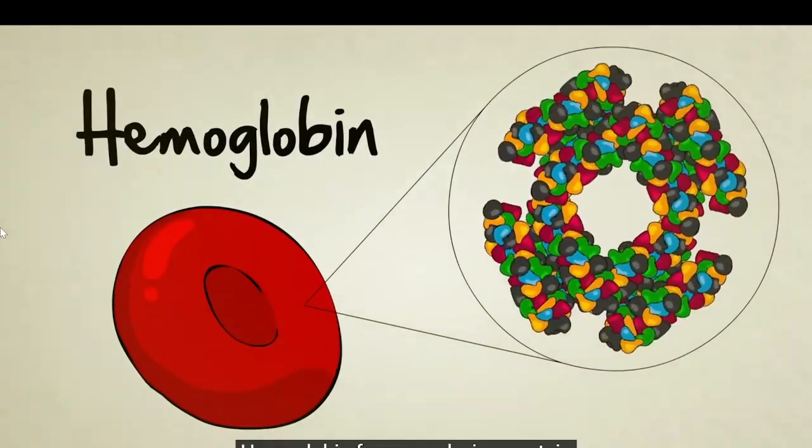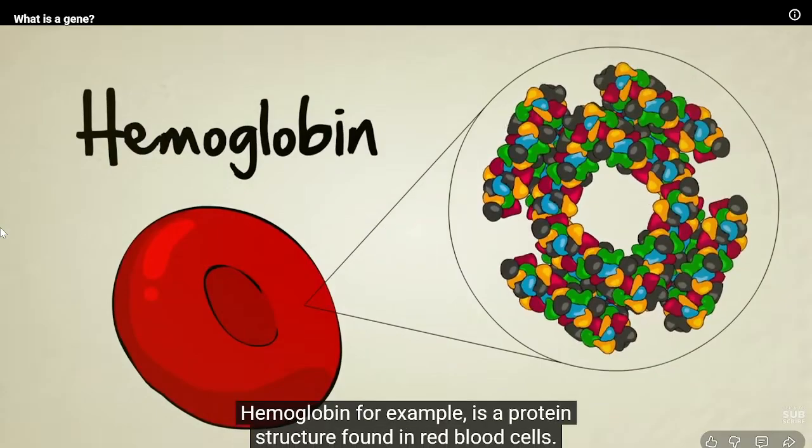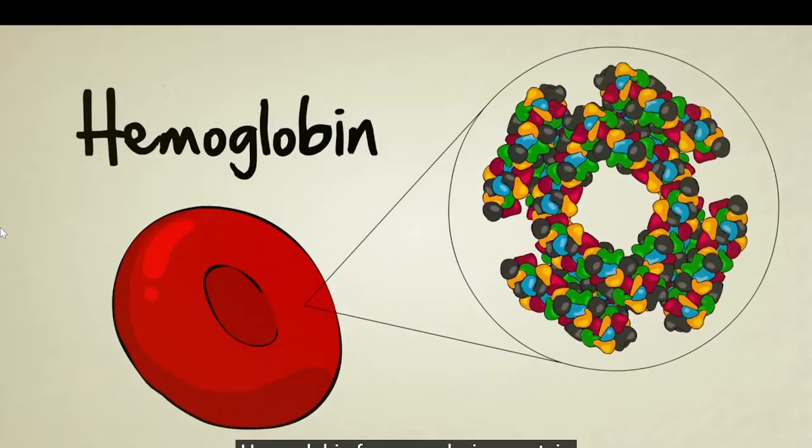Hemoglobin, for example, is a protein structure found in red blood cells. Now, this is well worth watching the actual little animation because it shows how hemoglobin, do you guys know what hemoglobin does? Hemoglobin is part of the blood. It's part of your red blood cells. And do you know what red blood cells do? Red blood cells grab onto oxygen and they transport that oxygen to your cells.